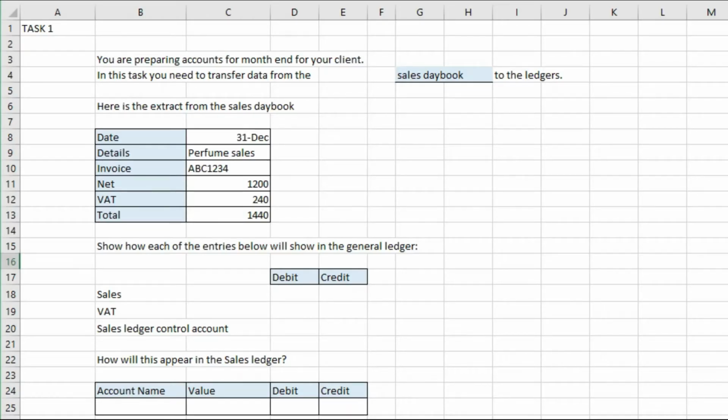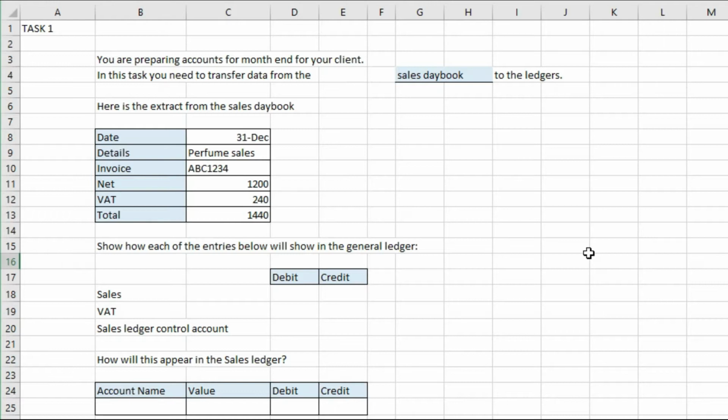So today we're going to focus on the AAT Level 2 Synoptic and the sort of questions that you might be asked in there. So we're just going to go through a few examples here. So in this question here, we're being told that we are preparing accounts for month end for our clients. And in the task, we need to transfer data from the sales daybook to the ledgers. So we've got an extract of the sales daybook, as you can see here. So we've got a date, details of perfume sales from an invoice, we've got the net, VAT and total. So what we're being asked to do here is show how each of those entries will be shown in the general ledger, and we're also being asked how this would appear in the sales ledger.